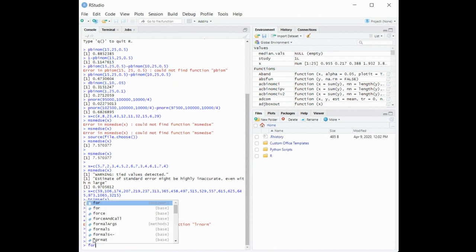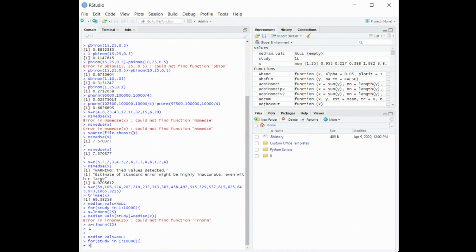Enter, for study in 1 to, what was it, 10,000? 10,000, okay. And we're going to do that bracket here. Okay, enter. So this is where I messed up the last time. X, rnorm, 25.